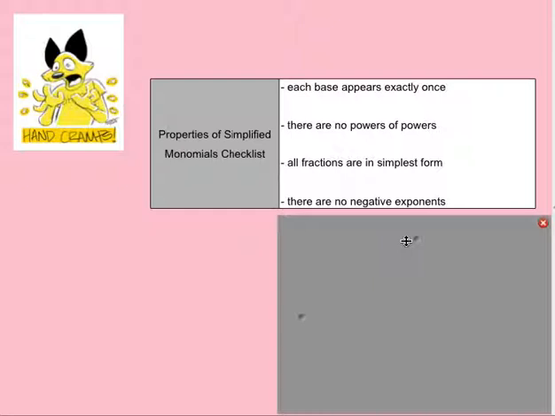We also don't want to have power of powers. We don't want to have a squared to the third power. We want to simplify those. We can do that by multiplying exponents. We also want all of our fractions to be in simplest form. Reduce all of your fractions. And this is the new one for this note sheet, and that's that there are no negative exponents. So we need to make sure we flip and get rid of all negative exponents. All right, let's go ahead and take a look at this in practice.